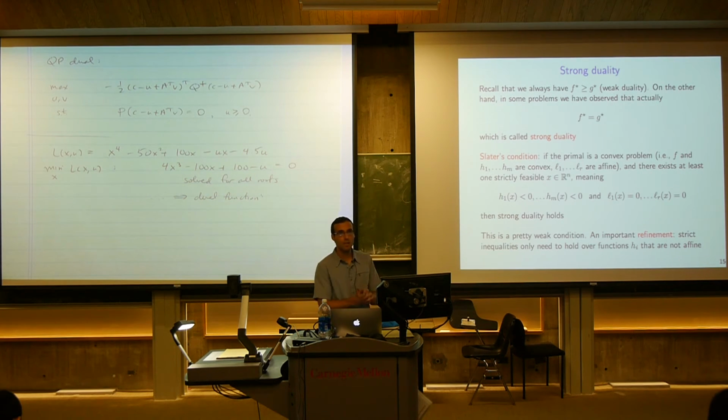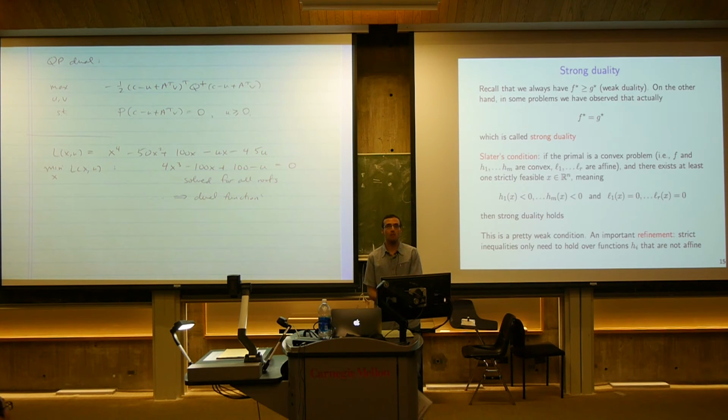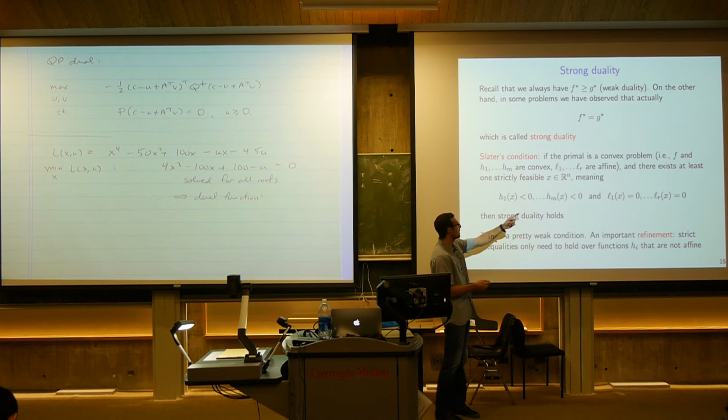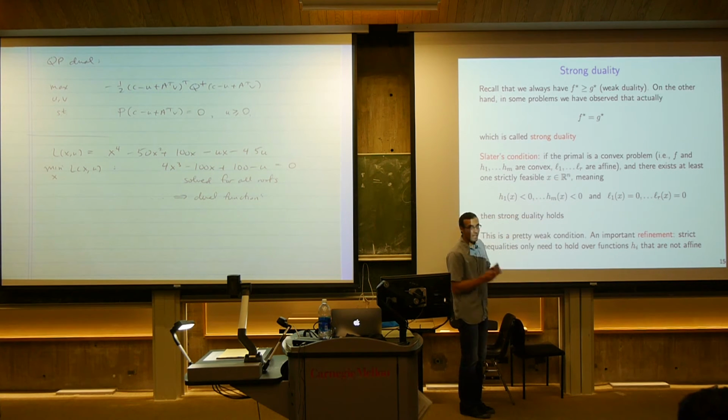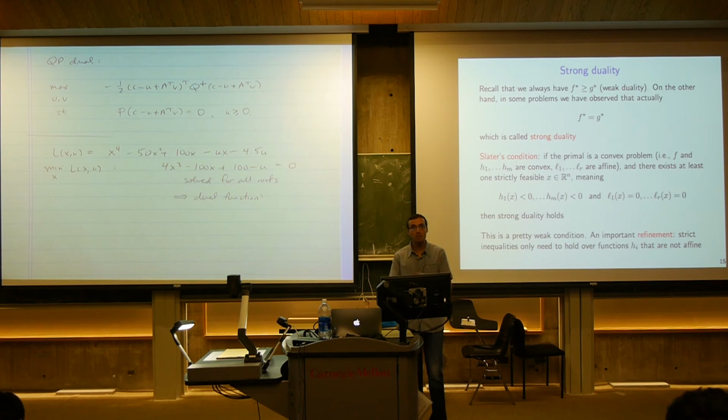When does that occur? Well, it occurs very, very generally in convex optimization problems. It occurs in almost every convex optimization problem. We just require something called Slater's condition. So if the primal problem is convex, which we know means that f, the criterion, the h's, the inequality constraints, must all be convex, and the equality constraints must be affine. And in addition to convexity, there has to be at least one strictly feasible point. So this point is in the relative interior of the feasible set.